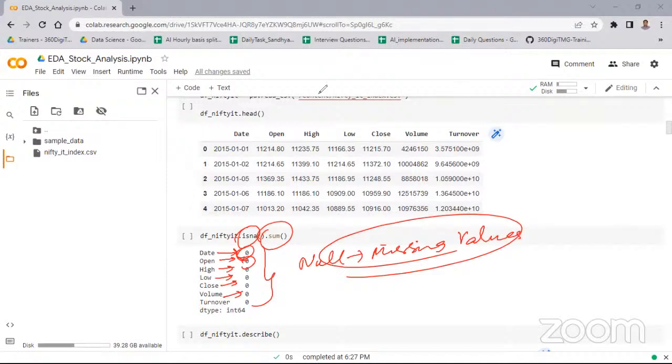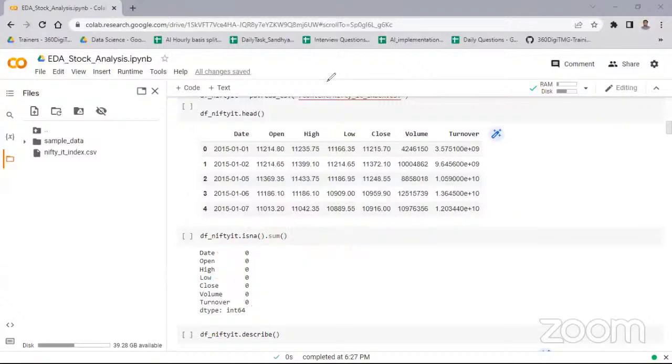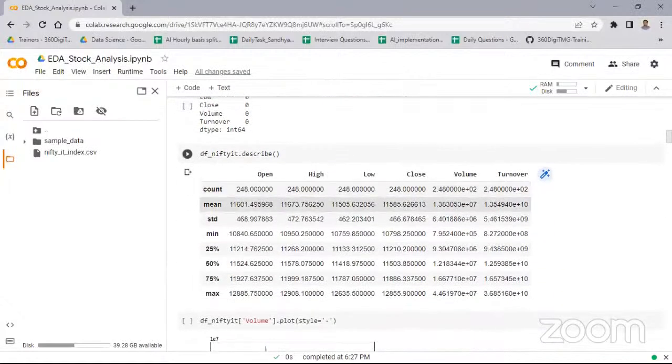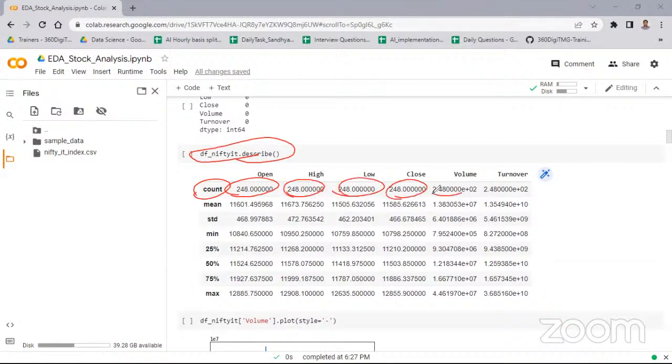Then next, I need to explore the data again. This data is all about calculations or numerical values. So I just use describe on this particular data. It gives the count; there are 248 observations, and the mean value is this for that particular column, the standard deviation is this, the minimum value is this, and the maximum value is this. It also gives you the quartile values.